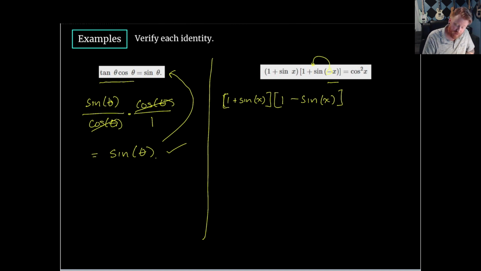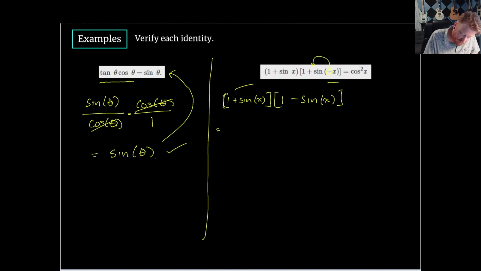And we don't want to say equal. We're not saying this is equal to cosine squared of x. We are showing that this is equal to cosine squared of x. So no equal sign quite yet. We'll do equals as we simplify the left-hand side here.